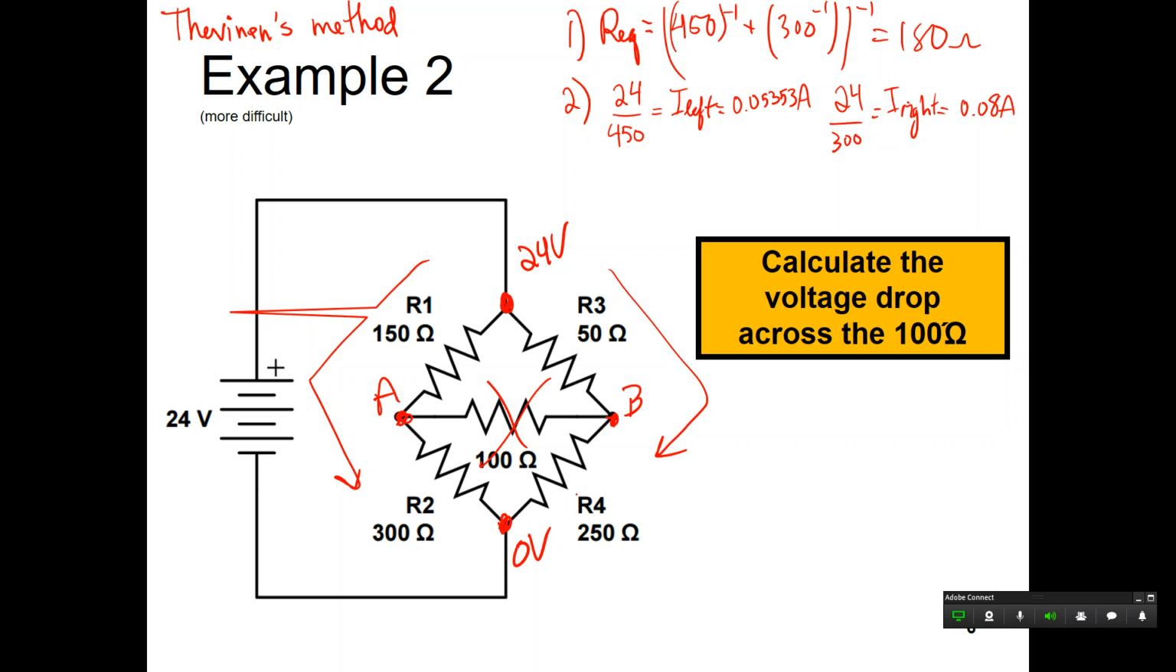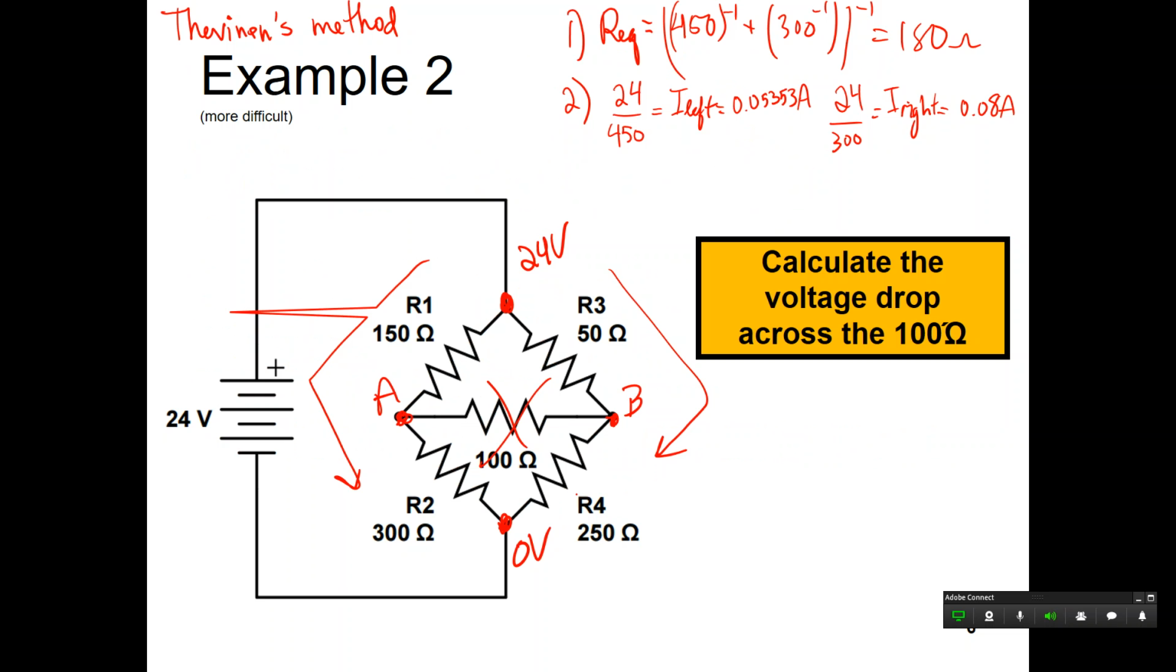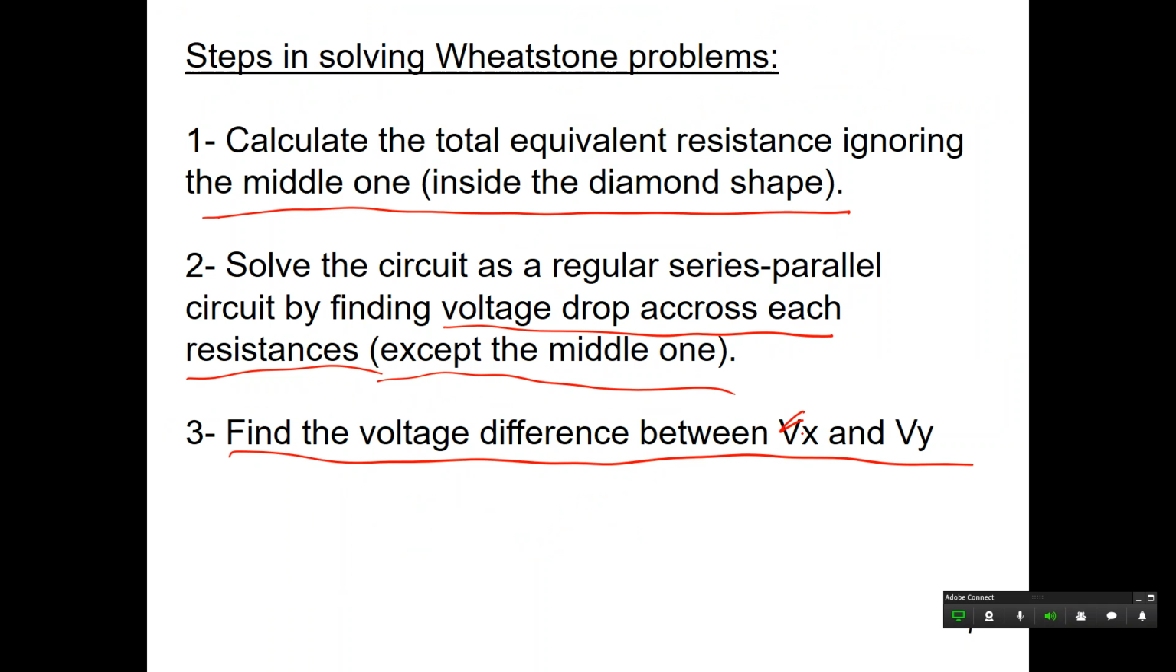That's going to be step 3. Find the voltage difference between Vx and Vy. In this case, it's VA and VB. So you can go and change this. Call this VA and call this VB. All right. I need to find what those two voltages are. Go ahead and do that.